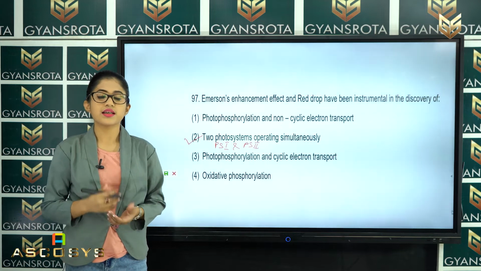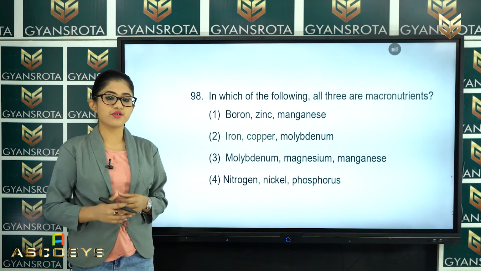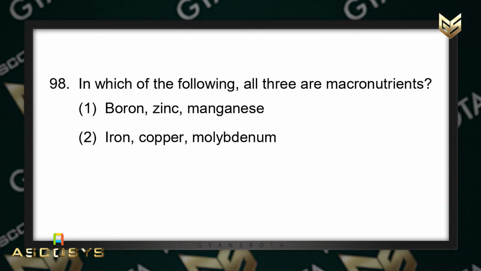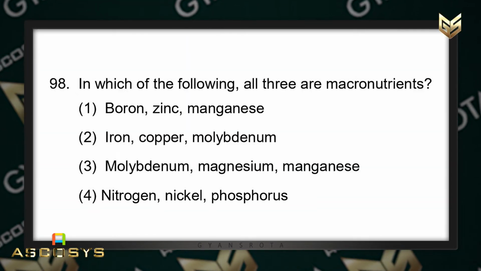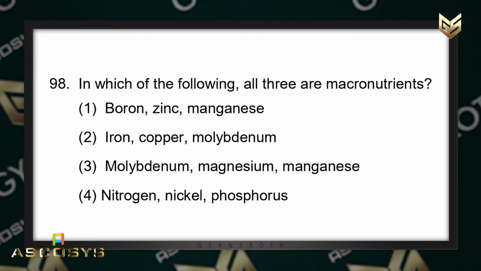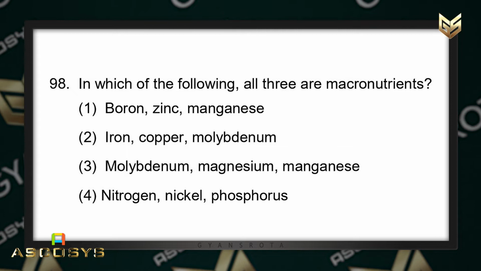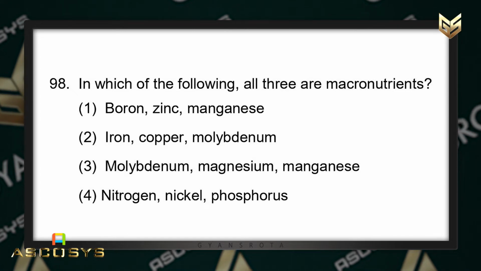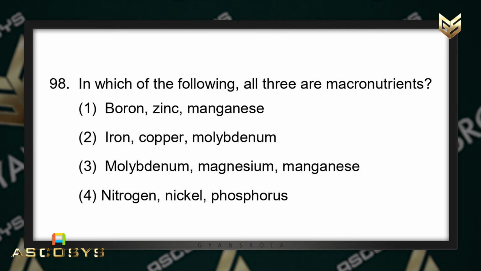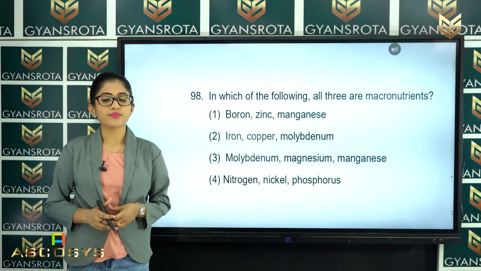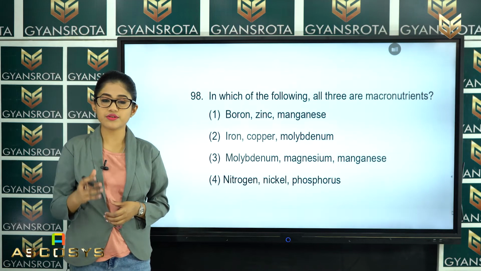Now, let us see the next question. Now, in the next question, that is question number 98. In which of the following all three are macronutrients? Boron, zinc, manganese, or iron, copper, molybdenum, or molybdenum, magnesium, manganese. Then option number 4 is nitrogen, nickel and phosphorus. So, this is from the chapter mineral nutrition.